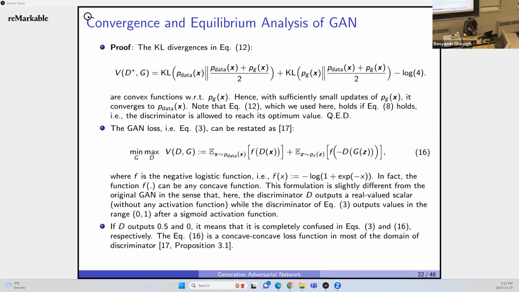I also have proof here. So this is VD star G that we had. Do you remember? They are convex functions with respect to PGX. They are convex, okay? With sufficiently small updates of PGX, it converges to P data because this is convex with respect to PGX. So it has one global solution.